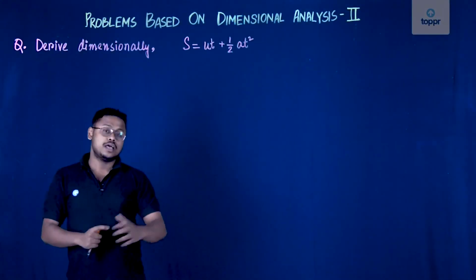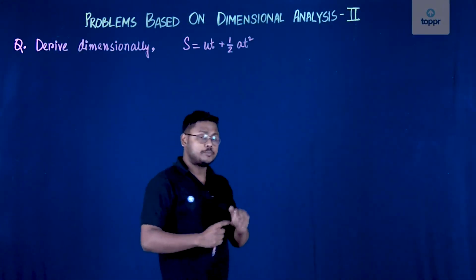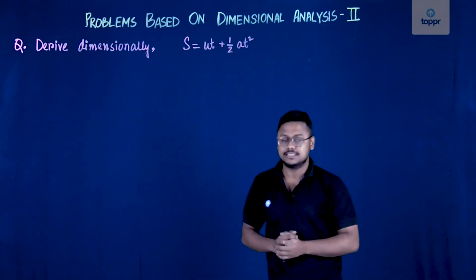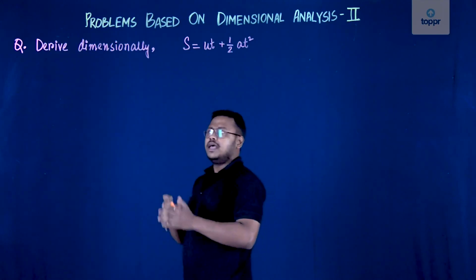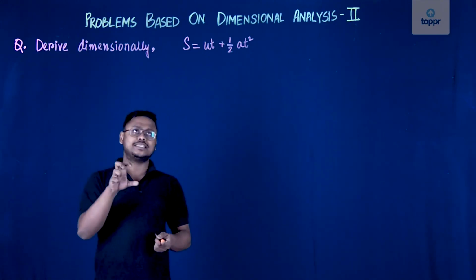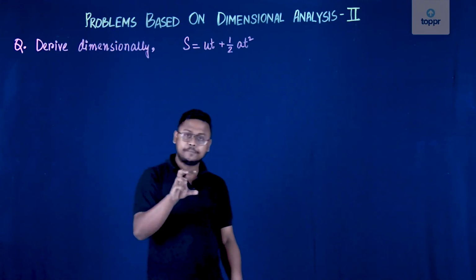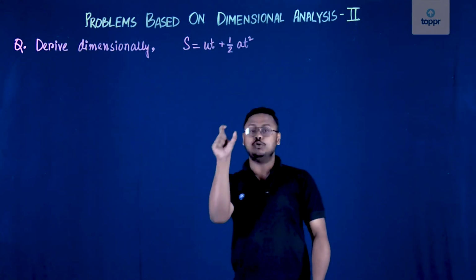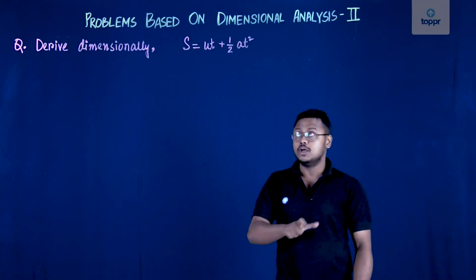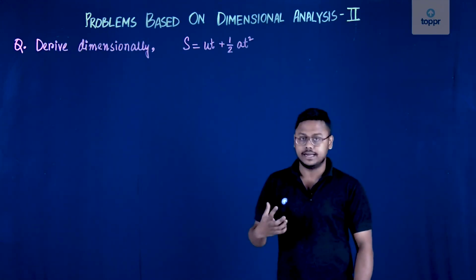Hello students, in this session we are going to solve a problem based on dimensional analysis. We will see how we can encounter this type of problem. It has been asked to derive dimensionally that S equals ut plus half at square. Now it contains two factors, that's ut plus half at square, right? And these two factors are independent, right?